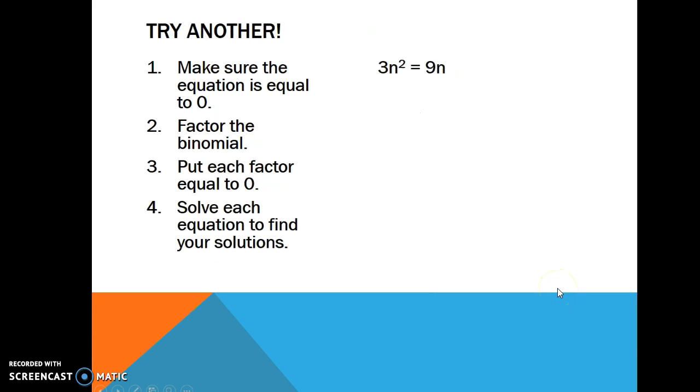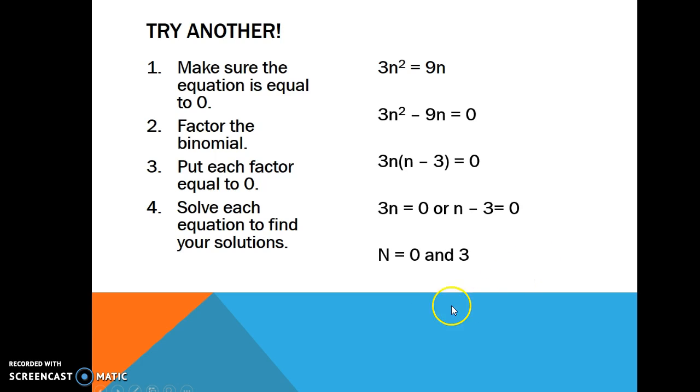Okay, and the next example, 3n squared equals 9n. Hopefully you're immediately realizing that we need to put it equal to 0. Take a minute and see if you can factor that yourself. Our greatest common factor was 3n, which would leave us with n minus 3. We now put each factor equal to 0, and we get a solution, or roots or zeros, of n equals 0 and 3.